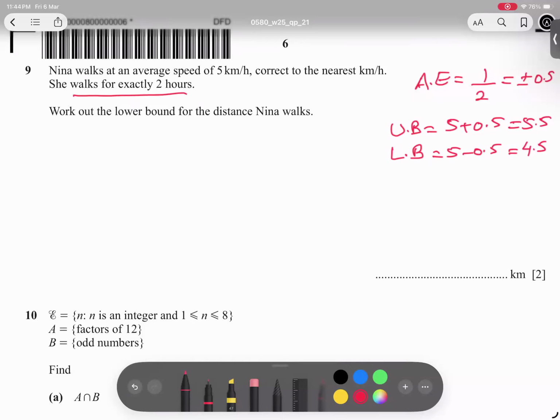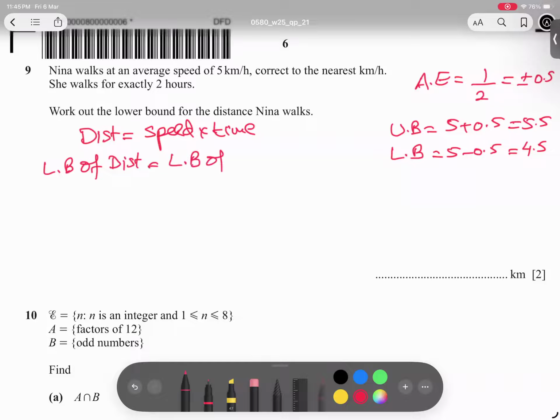She walks for exactly 2 hours. Find the lower bound of the distance. And what is the distance formula? The basic formula of distance is what? Distance equals speed multiplied by time. And I'm looking for the lower bound. Whenever we're looking for the product, both must be lower bounds. So the lower bound of distance is basically equal to the lower bound of speed.